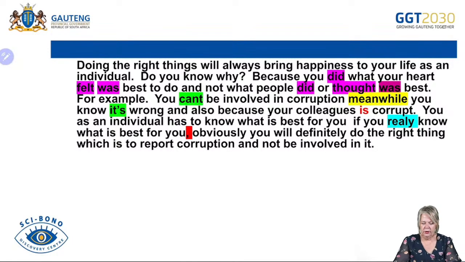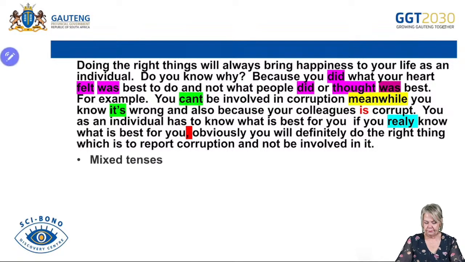Right, so I'm going to ask you to do this one. Doing the right things will always bring happiness to your life. As an individual, do you know why? Because you did what your heart felt was best to do and not what people did or thought was best. For example, you can't be involved in corruption, meanwhile, you know it's wrong, and also because your colleagues is corrupt. You, as an individual, has to know what is best for you. If you really know what is best for you, obviously, you will definitely do the right thing, which is to report corruption and not be involved in it.